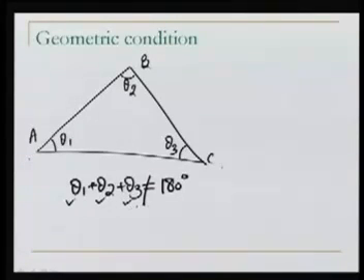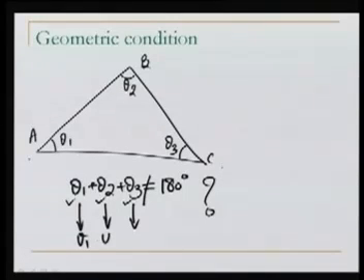As you can see here, this will not be equal to 180. Why will it not be equal to 180? Because in theta 1 there is some error, in theta 2 there is some error, in theta 3 there is some error. Let us say V1, V2 and V3. So because of that, our observations are not satisfying the geometric condition now.